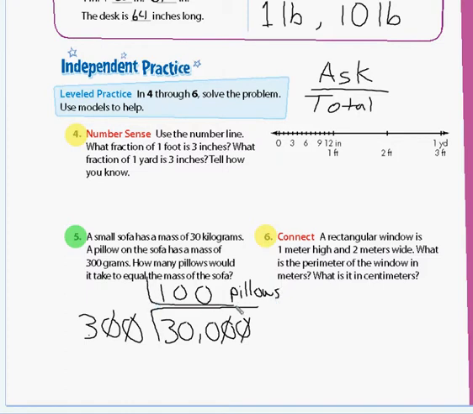To equal the mass of the couch. Problem number 6. It says, a rectangular window is 1 meter high and 2 meters wide. What is the perimeter of the window in meters, and what is the perimeter of the window in centimeters? Not too difficult a problem.